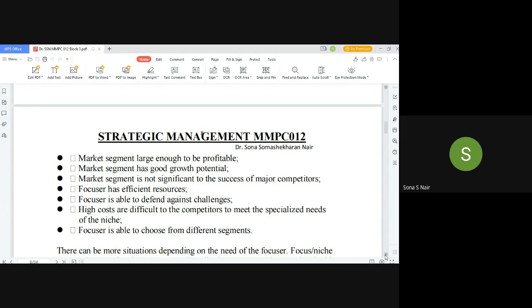Focuser is able to choose from different segments. If there is a choice of different segments, then the focuser can decide what strategy is going to be applied. Like if it's a segment which is price sensitive, they would go for focus cost over there. And if the segment is a premium niche segment, then the differentiation strategy would be followed over there. Actually, focus is a combination of the earlier two strategies. The more basic strategies are the differentiation and cost leadership strategies only.